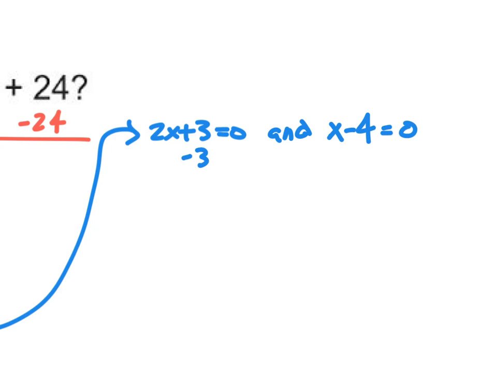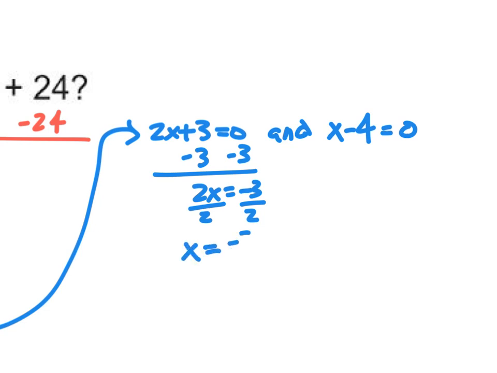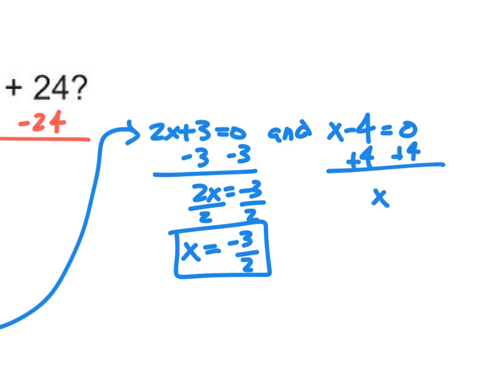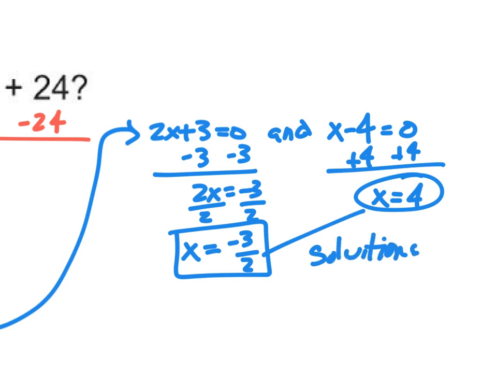So then I'm going to subtract 3 on both sides, and so I get 2x is equal to negative 3. Divide by 2, divide by 2. So I get that the value of x equals negative 3 halves. And then over here I'm going to add 4 to both sides, so then I get that x is equal to positive 4. So these are my solutions to this equation, and to this quadratic.